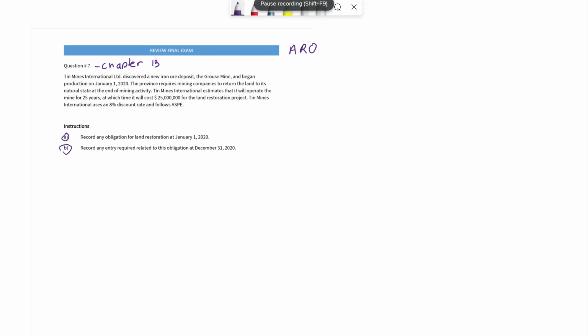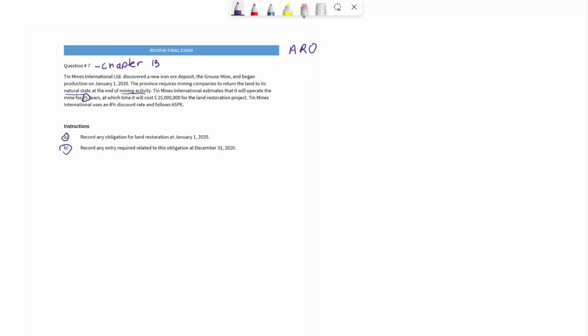In this question they said that Tin Mine International Limited discovered a new iron ore deposit, the Gruz mine, and began production on January 1st, 2020. The province required the mining corporation to return the land to its natural state at the end of the mining activity. Tin Mine International estimates that it will operate the mine for 20 years. So we have 20 years.